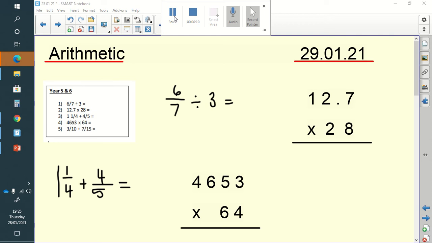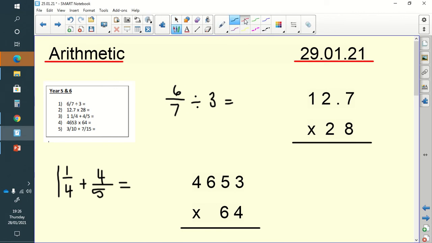So we're going to whiz through our arithmetic today with some quick pointers and tips on how to answer these questions efficiently. Okay, let's have a look at question 1 then. We've got 6/7 divided by 3. Now can anybody remember the strategy for when we are dividing a fraction by a whole number?